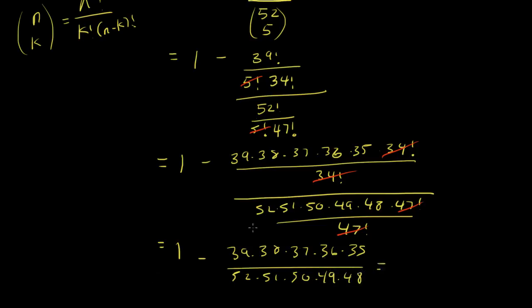All right, at this point you pull out your calculator. So this is 1 minus 0.2215. All right, 1 minus 0.2215 is 0.7785. All right, so the probability that I get at least 1 heart if I select 5 cards is 0.7785. My chances of winning this game are pretty good.